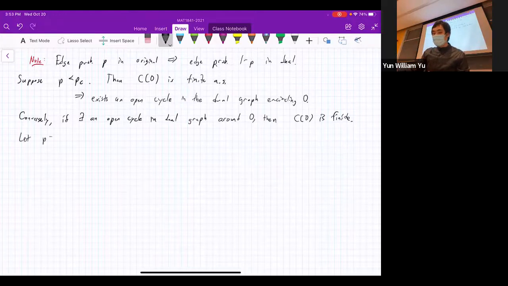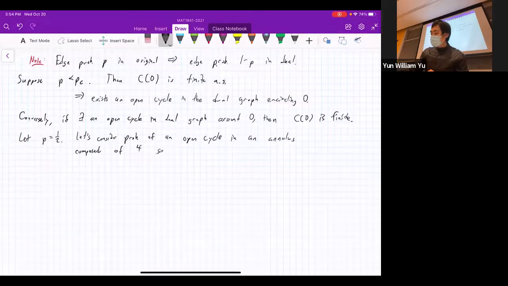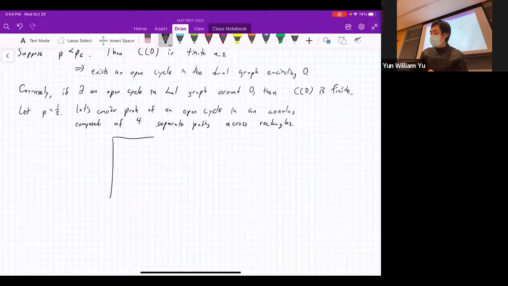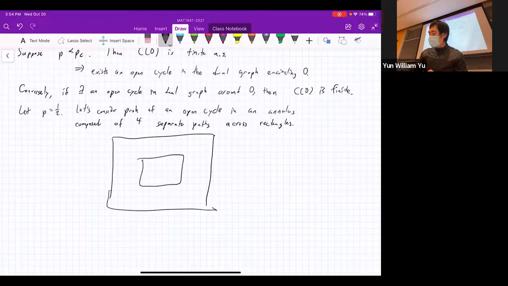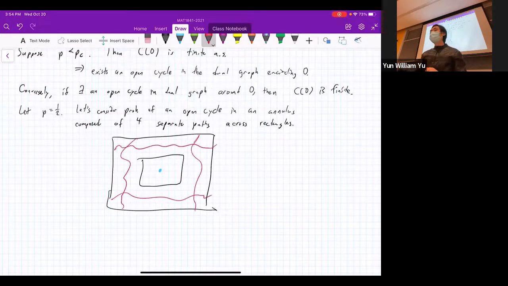So we're going to let P be equal to 1/2. And let's consider the probability of an open cycle in an annulus, a square annulus composed of 4 separate paths across rectangles. So what do I mean by that? Well, we have the origin somewhere in the middle here. So let's say we have the origin somewhere here. And we're going to consider the probability of having a cycle. And clearly, if you have each of these, then you have a cycle.